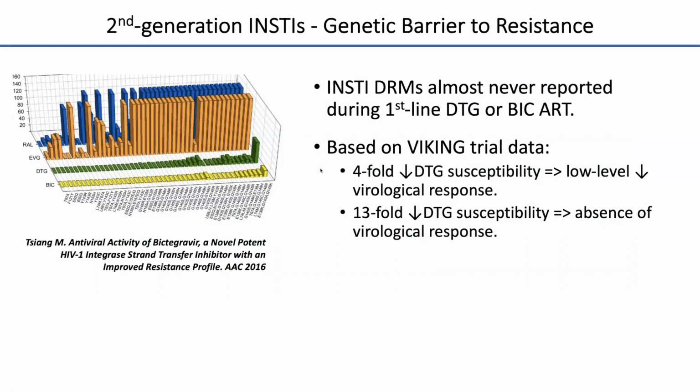Based on data from the Viking clinical trials, however, we do have some information on the clinical significance of fold reductions in susceptibility, at least to dolutegravir, because in that clinical trial, there were patients with drug resistance from previous raltegravir or elvitegravir use that went on to receive dolutegravir. And a 4-fold reduction in dolutegravir susceptibility was associated with the beginnings of a reduced virological response, while a 13-fold reduction was associated with an absence of virological response.